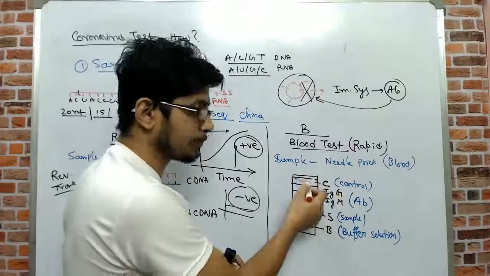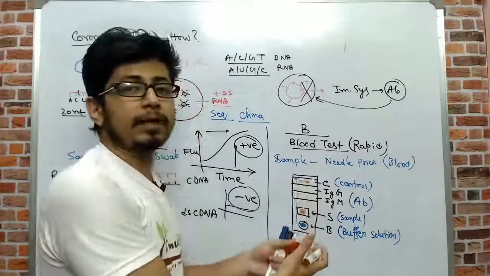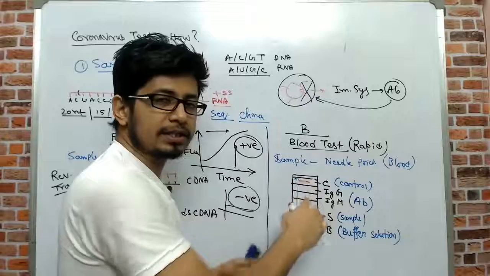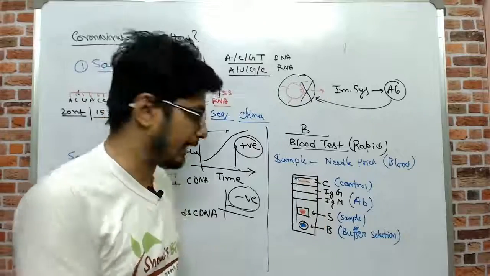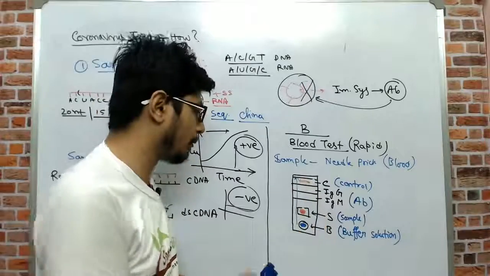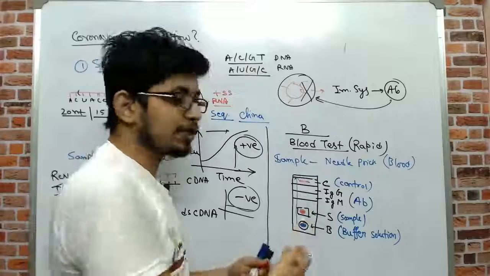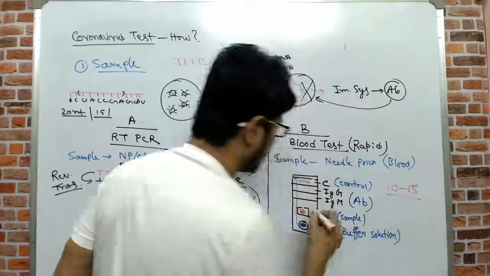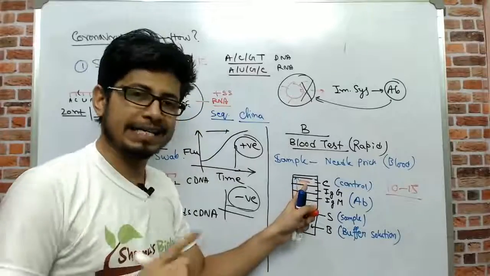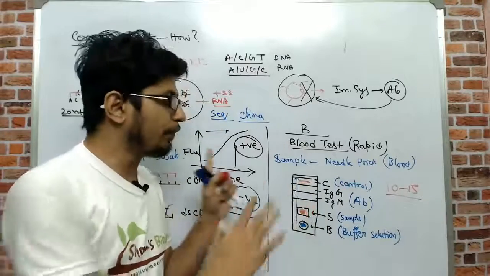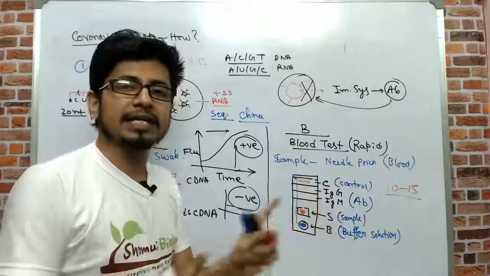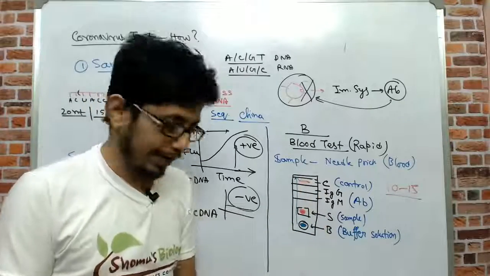That's why the control is provided, because sometimes there may be a faulty kit. If you don't find any line in the control section, that means the kit you've used is faulty, or the buffer solution is not working properly. You need to add more buffer. You need to wait for 10 to 15 minutes after dropping the blood in the sample section in order to find a line in the control region. So if you find only one line in the control region, and no lines in the IgM or IgG section, that means you are negative for the test.